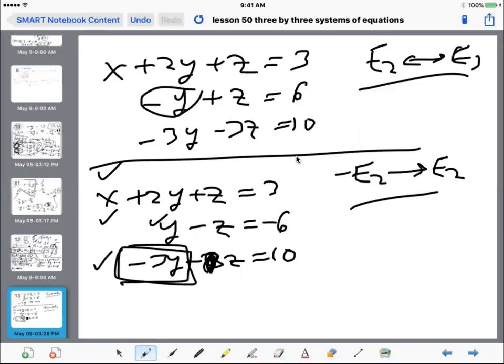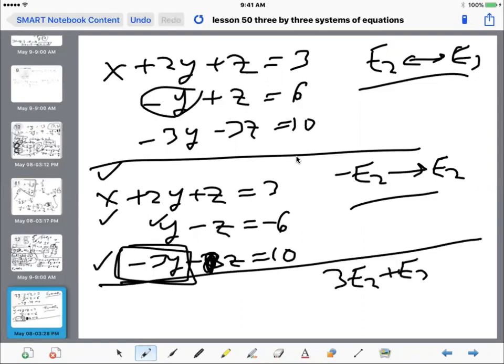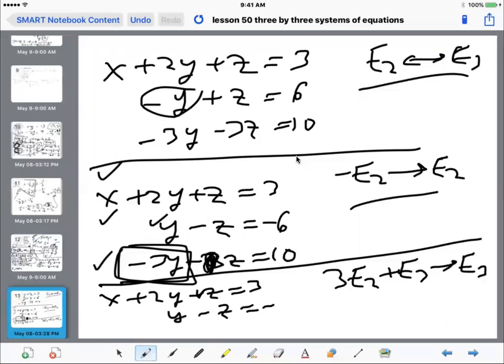Anyone want to unmute and say it? Multiply E2 by 3. That's right. So the final step is 3E2 plus E3 goes to E3. So the first row doesn't change. The second row doesn't change. But the third row does change.